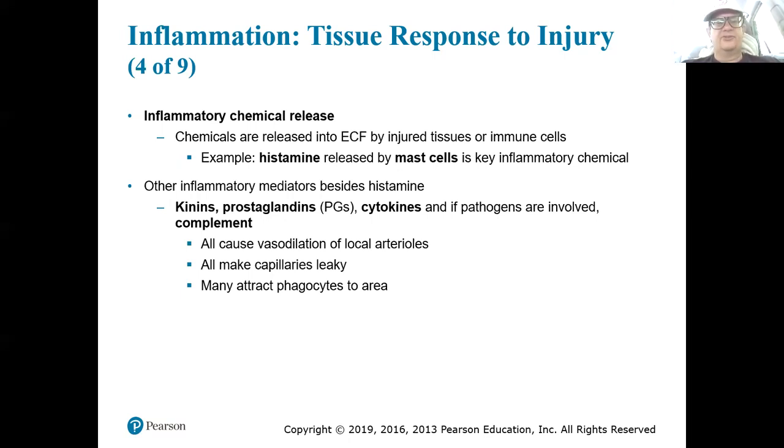released into the extracellular fluid by the injured tissues. So you have a tissue outside of a blood vessel, but it has cells in it that are damaged, and they're going to release chemicals, like histamines, into the extracellular fluid. This could be kinins, cytokines, prostaglandins, and my personal favorite chemical, the complement protein.